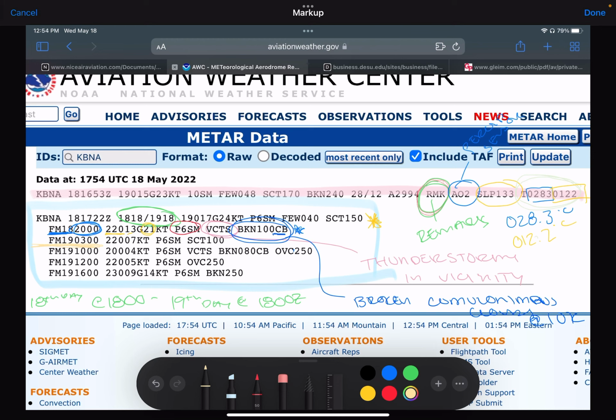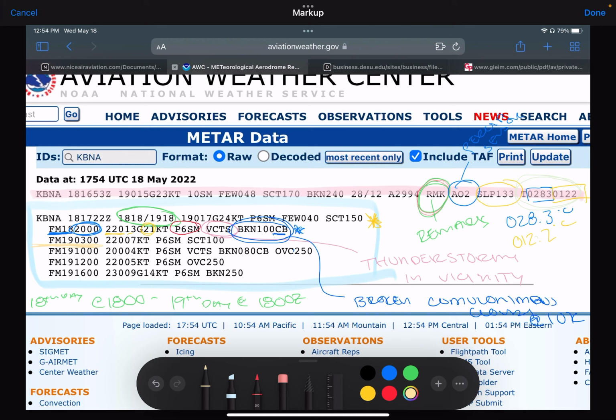And then we've got the same thing. We've got our winds. Winds are coming down. It looks like those thunderstorms are moving away. We've got winds 220 at 7 knots. Still our plus 6 statute miles of visibility. And a scattered layer at 10,000.